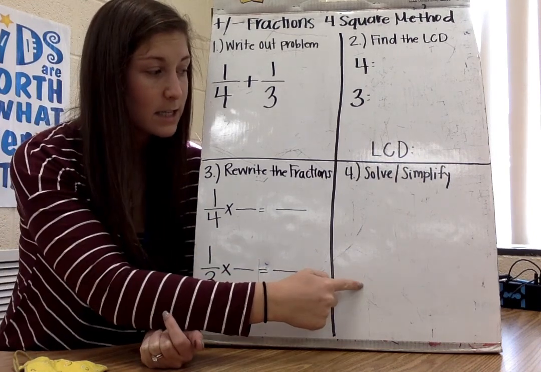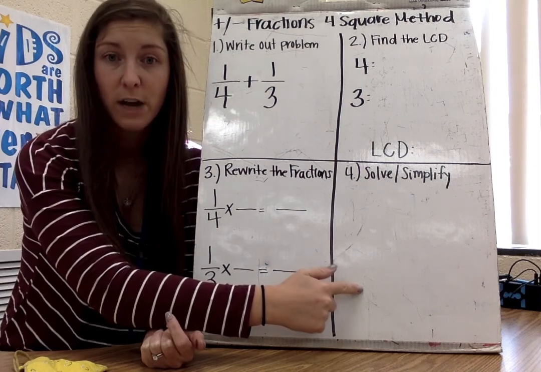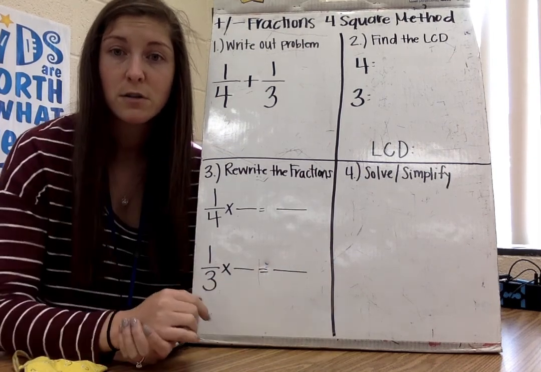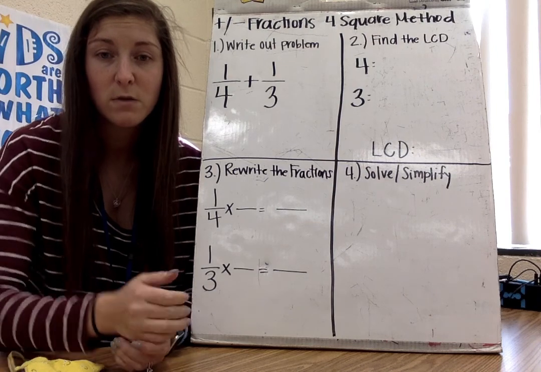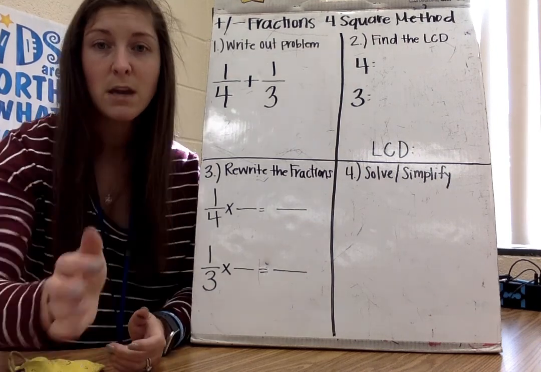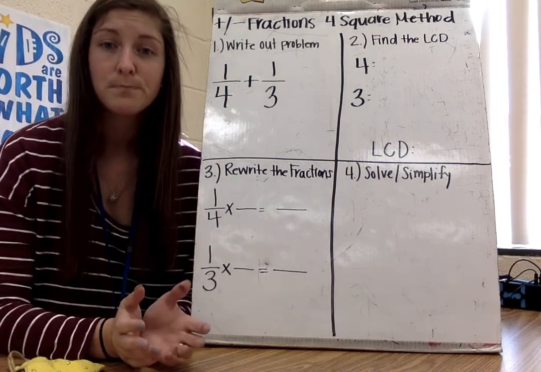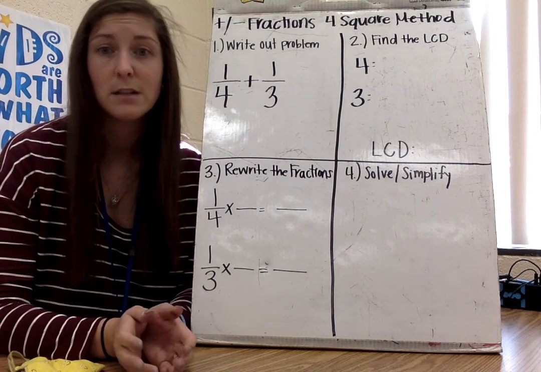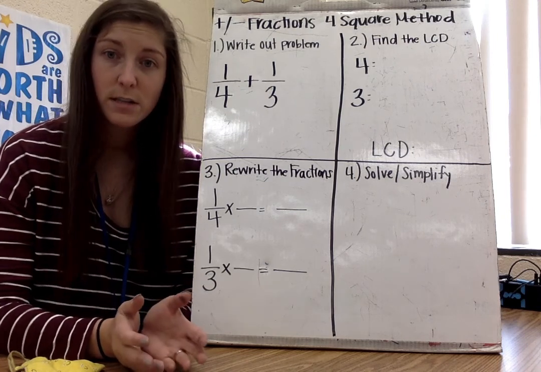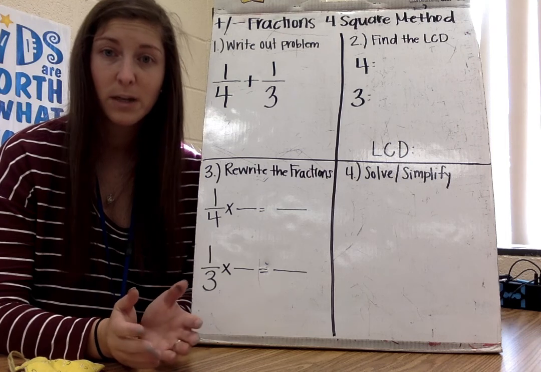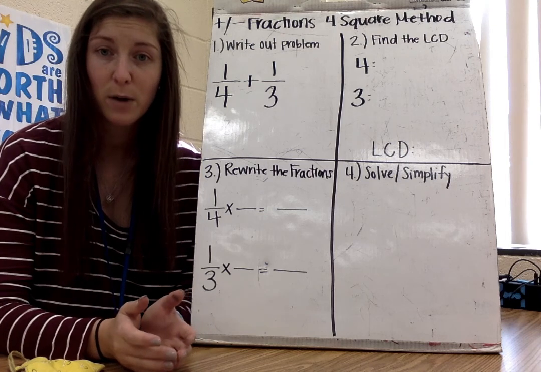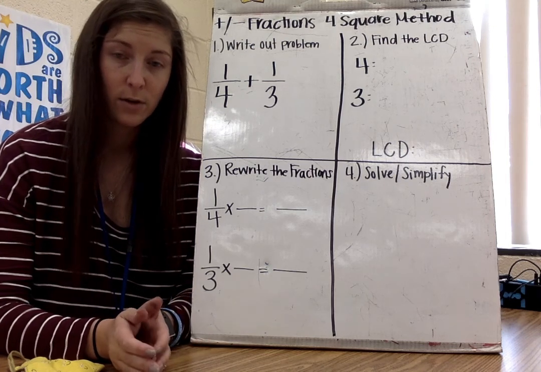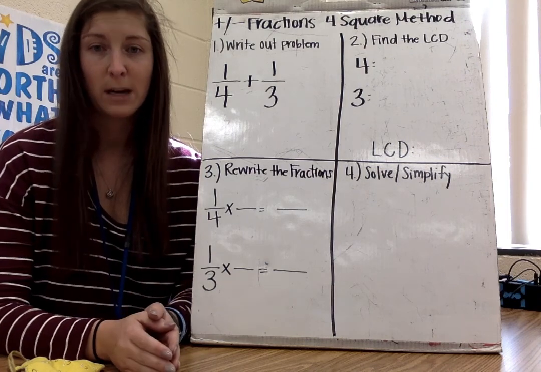Then, lastly, in step 4, we're going to solve and simplify if we need to. Not all fractions are going to need to be simplified. As we've talked about in my classroom this week, if a numerator is a prime number or if a denominator is a prime number, then chances are it's not going to be simplified because the only factors of that prime number are 1 and itself. So keep that in mind as well.